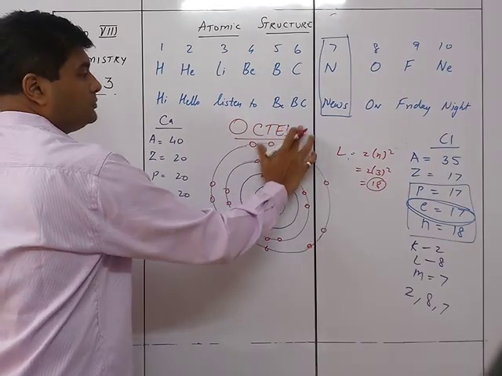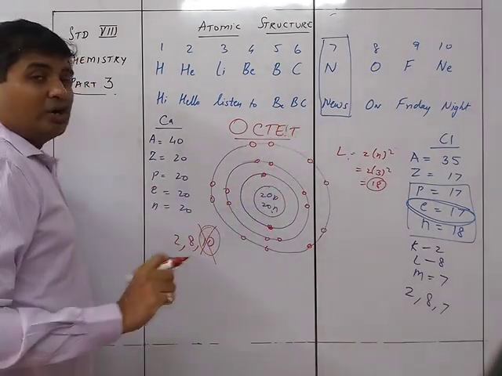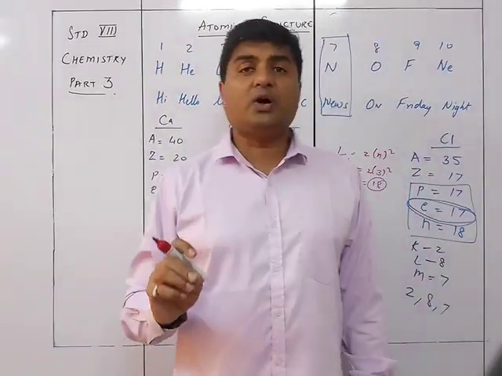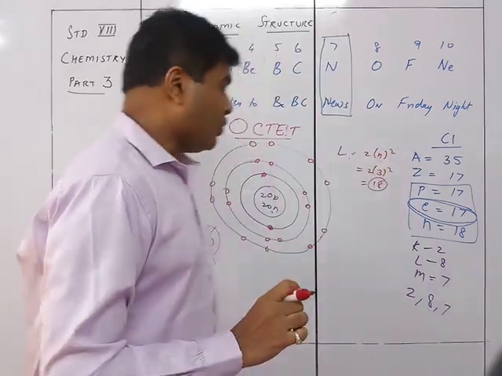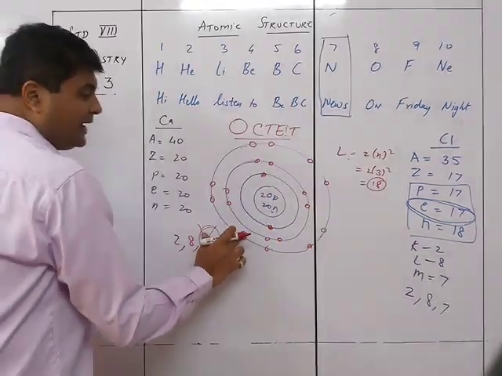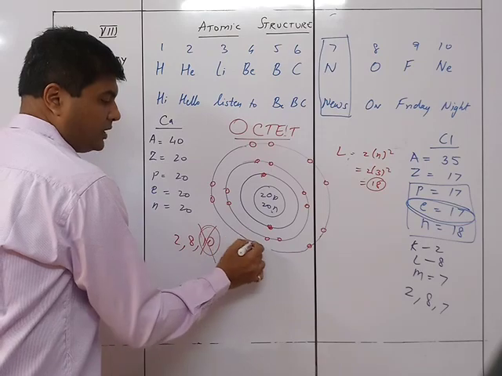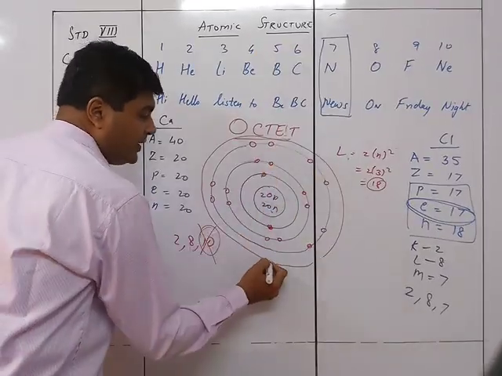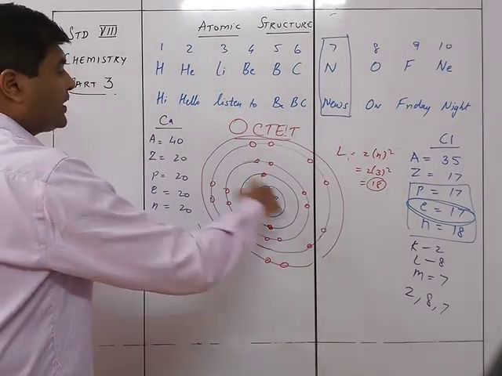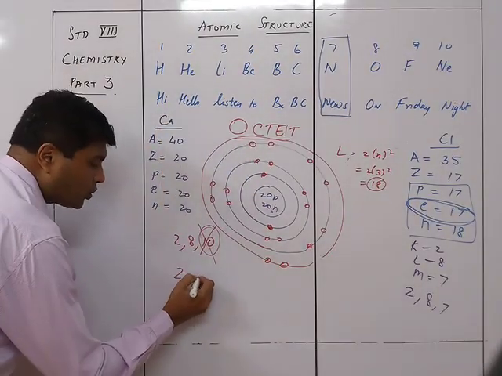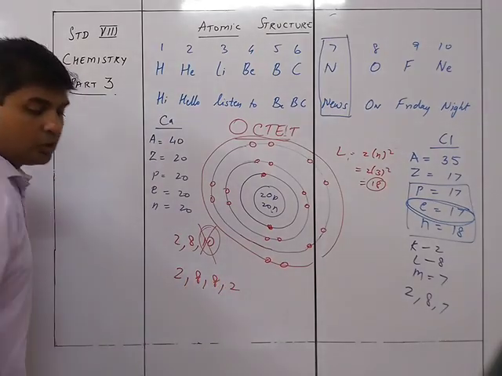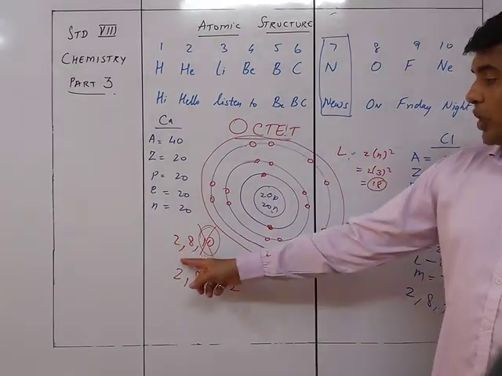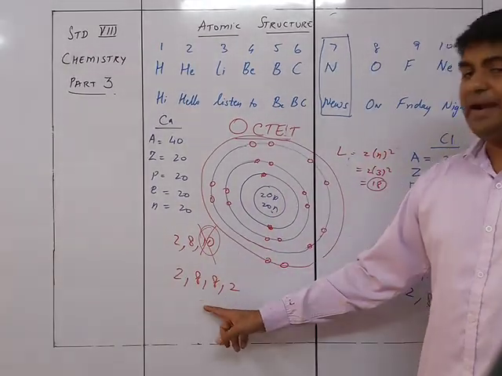What is the octet rule? The octet rule states that you cannot have more than 8 electrons in the last orbit. So the moment this has become 10, you will need to remove 2 electrons from here and have one more orbit coming out outside like this, where there will be only 2 electrons. Hence the electronic configuration of calcium would become 2, 8, 8, 2. Understood? It will not be 2, 8, 10. It will be 2, 8, 8, 2.